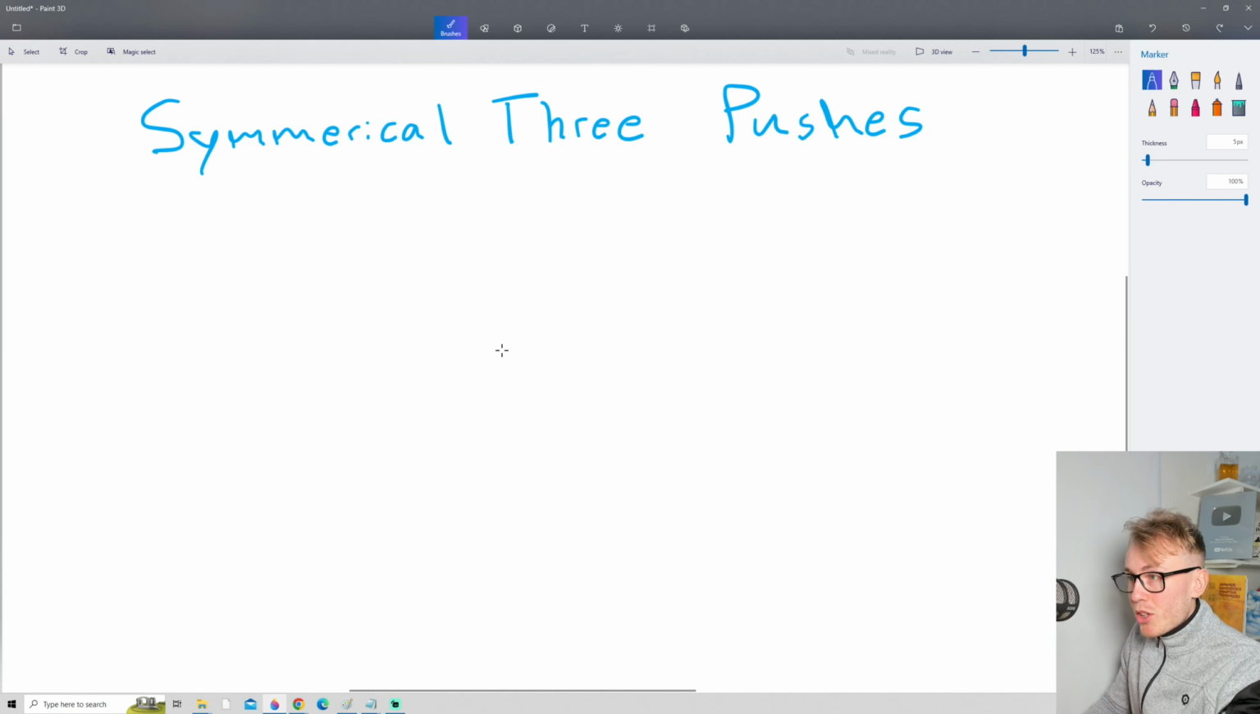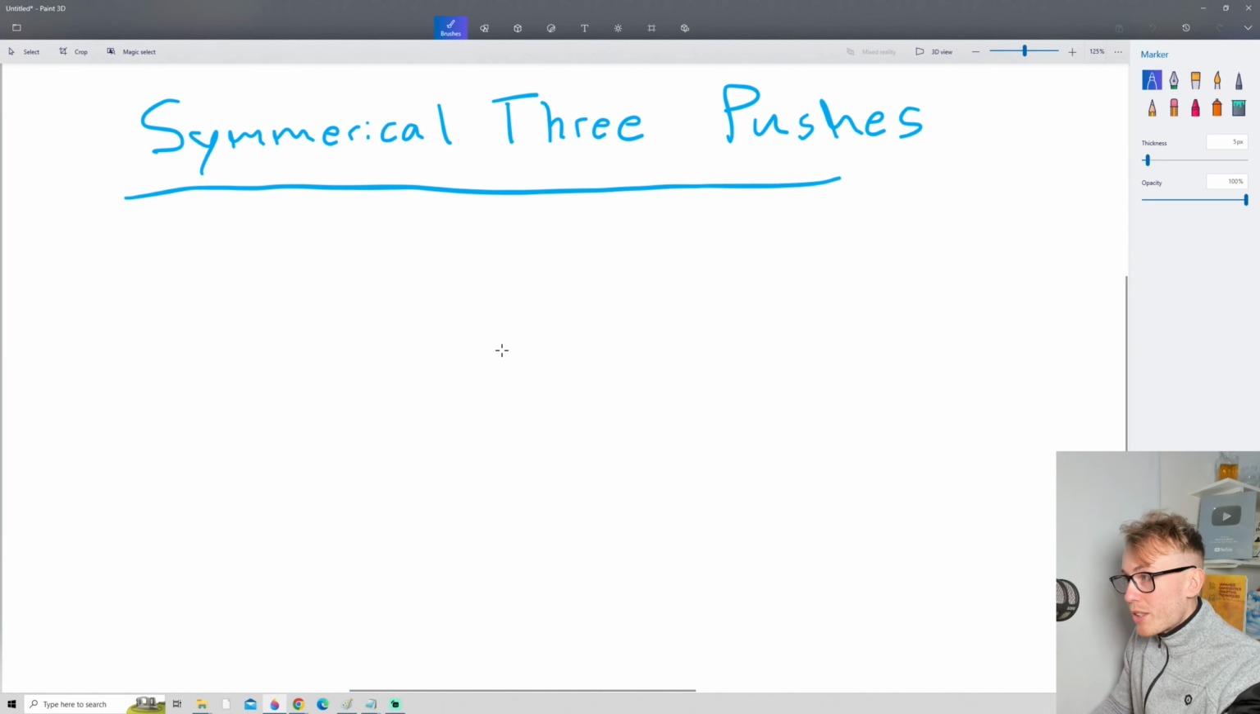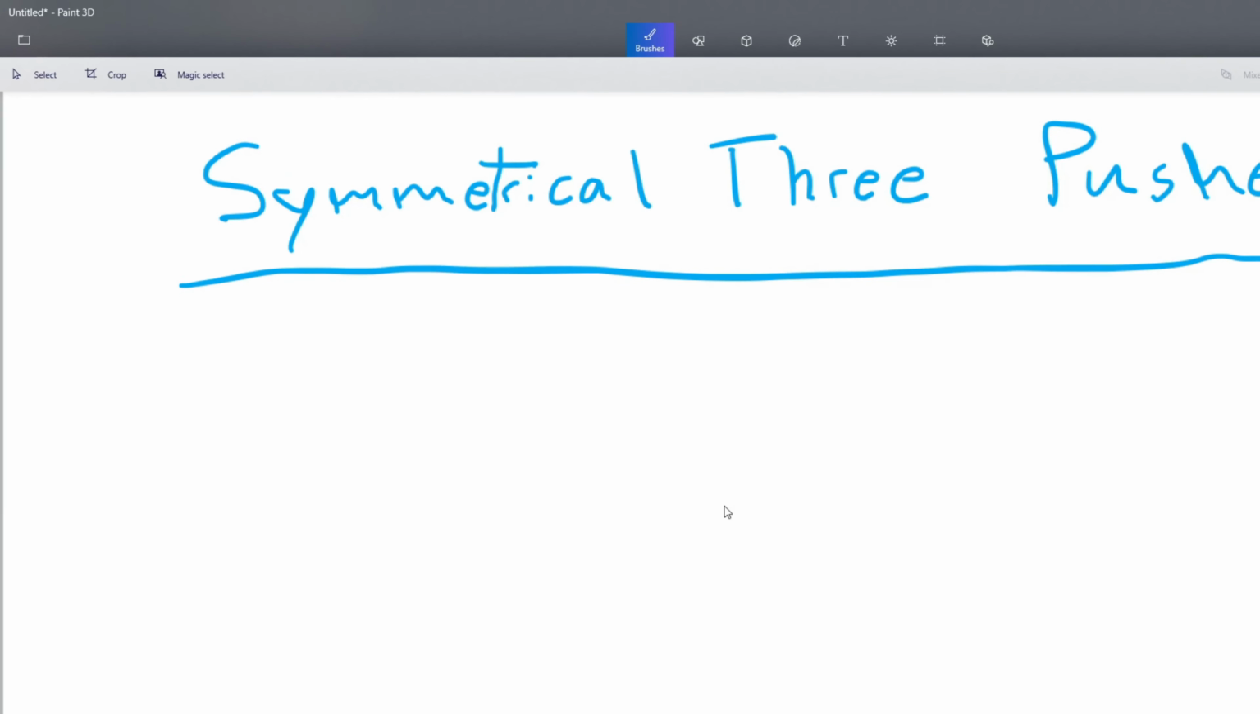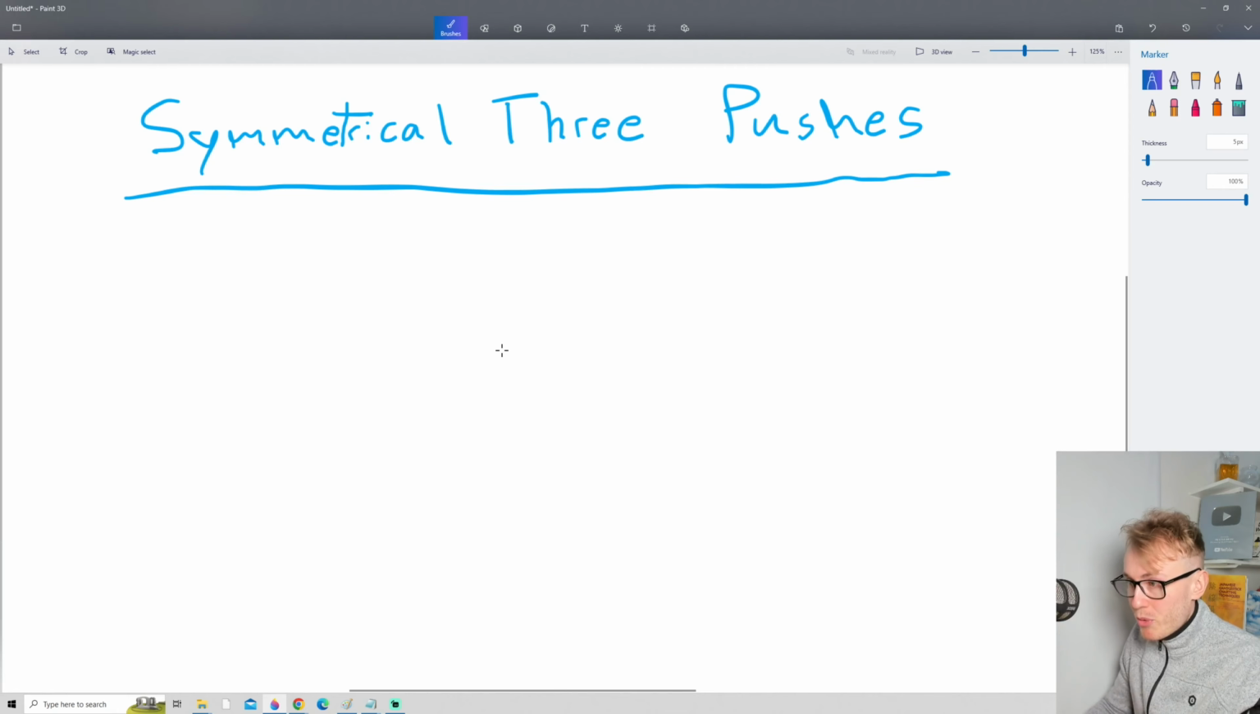The next pattern I want to talk about is called the symmetrical three pushes, not the symmetrical like this. Sorry for the ugly writing here. It's called the symmetrical three pushes. And this pattern can both help you get better entry points in the market, but it can also help you understand when you should actually exit a trade. So this is a pattern that can happen in both uptrends and downtrends, like many of the signals here.